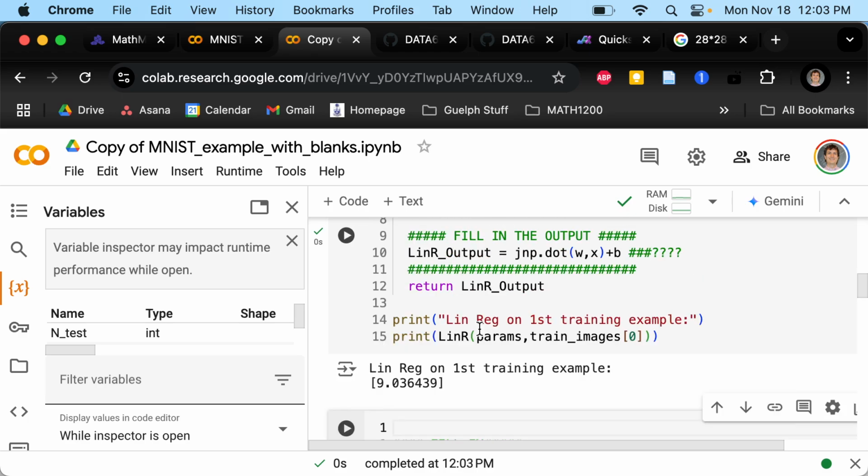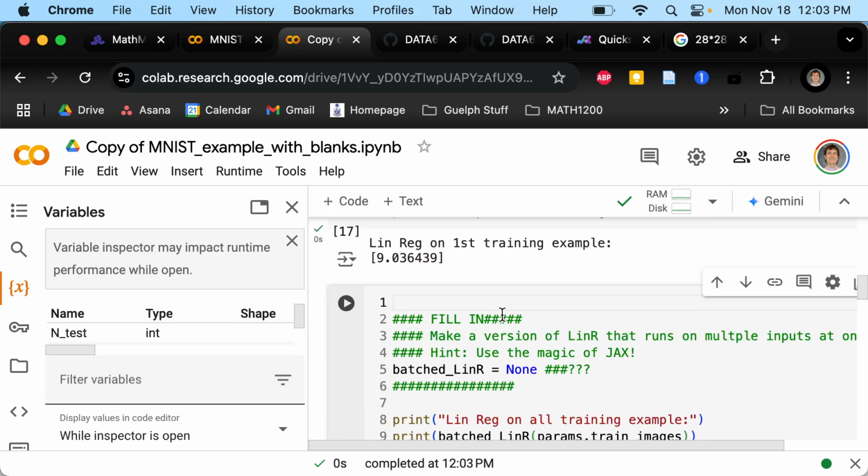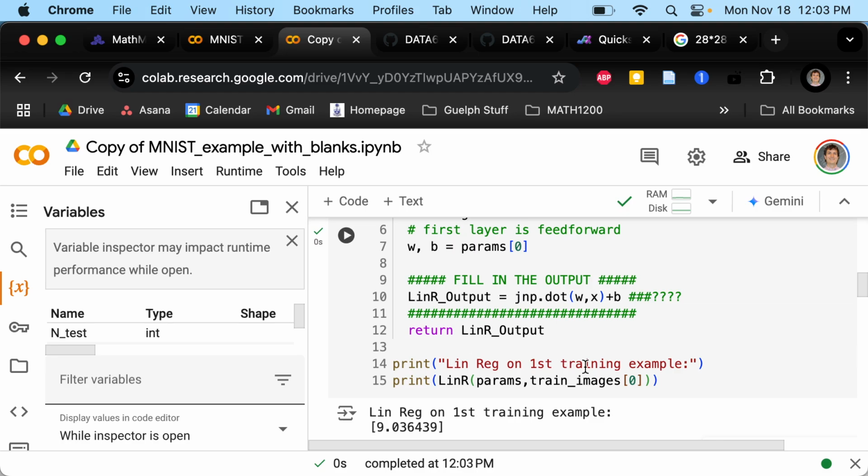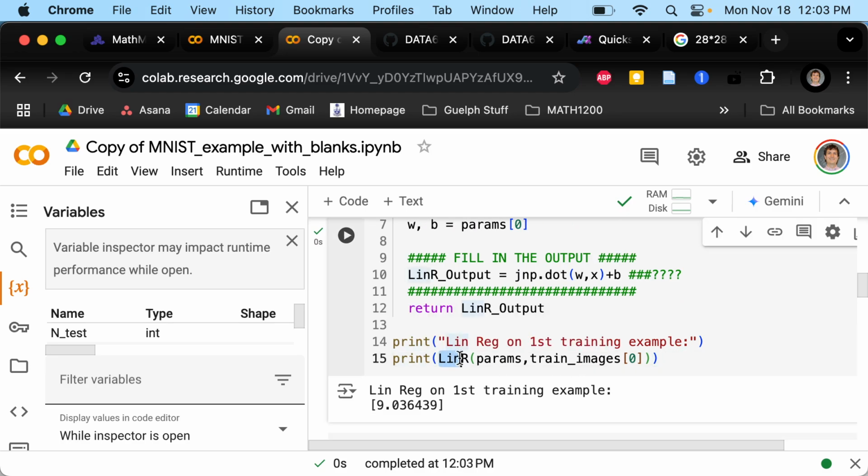So here I ran it, and I said, please tell me the output of the linear regression function using the parameters we have on the 0th training image. And it outputted this: square bracket, 9.03, square bracket. What this is telling me is that the linear regression function right now doesn't output a number, it actually outputs an array of numbers. And we want it to output a number.